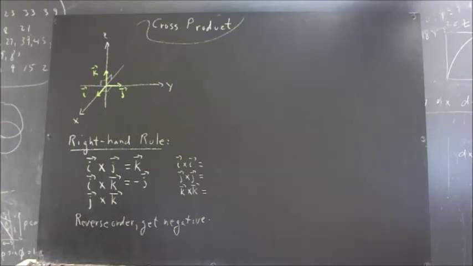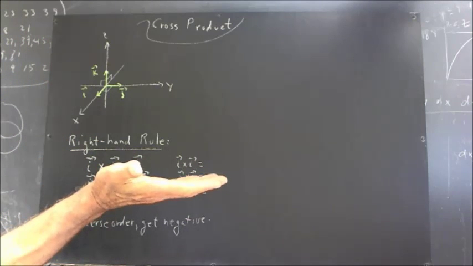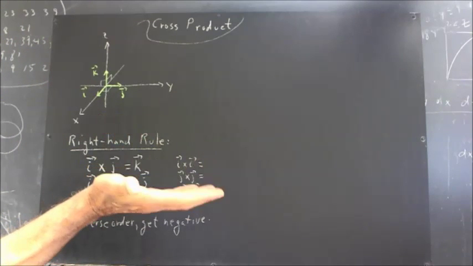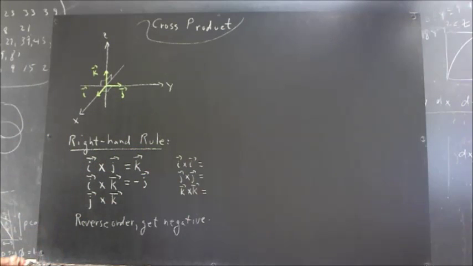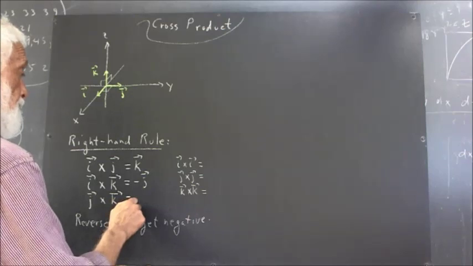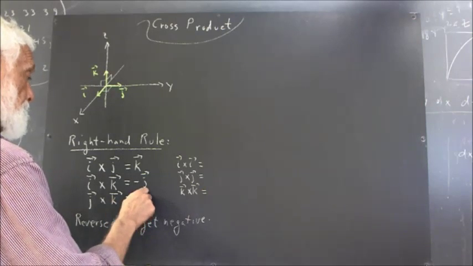Okay, figure out about j cross k. What do you get there? You should have paused and done that. But, you know, j's in this direction, and k, I have to turn it this way, and my thumb is pointing at the camera, which would be the positive x direction. So that's going to equal i.